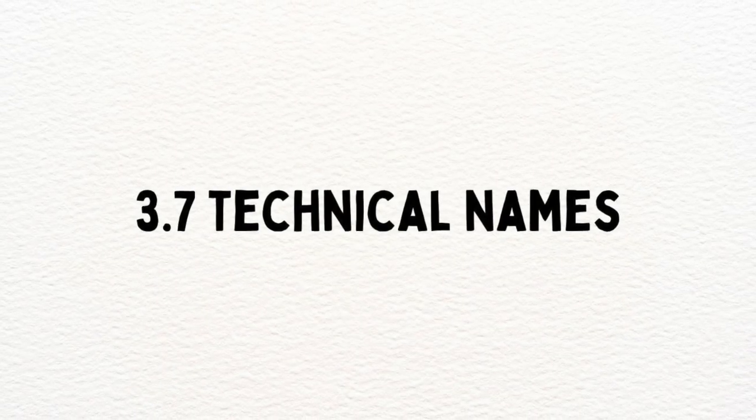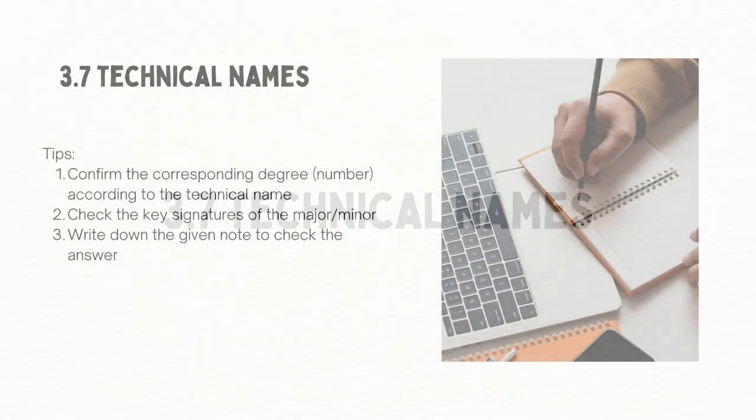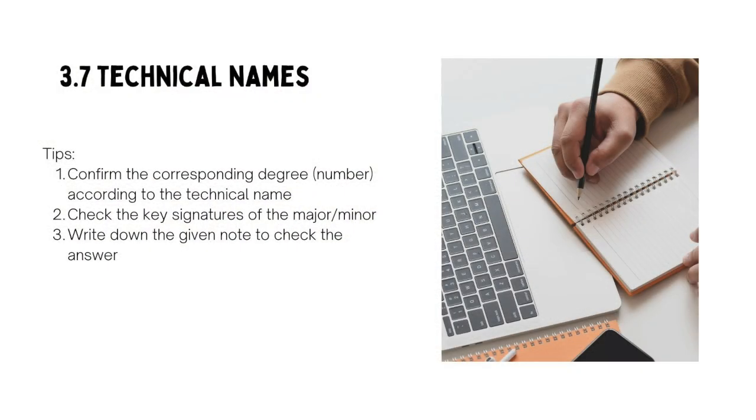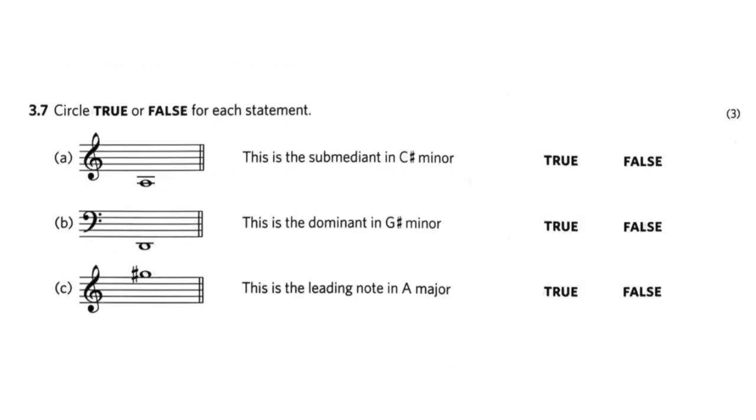The last question of part 3 will be 3.7 technical names. Here are some answering tips. Confirm the corresponding degree, which is the number according to the technical name. Check the key signatures of the major or minor, and write down the given note to check your answer. The question will ask for true or false.